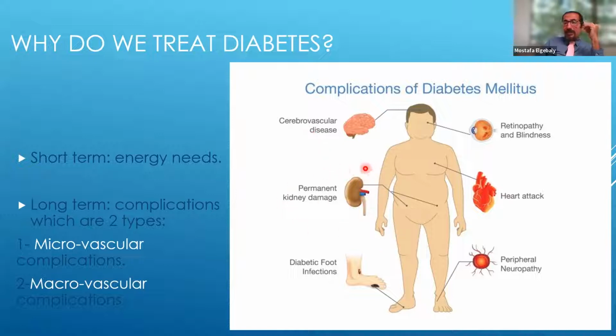Kidney is very sensitive. It has vascular structure in it. If it gets damaged, you have kidney disease. And there's a very well-known connection between, again, renal disease and diabetes.